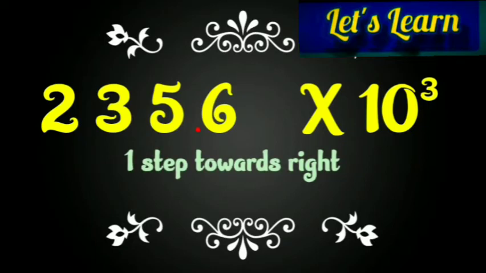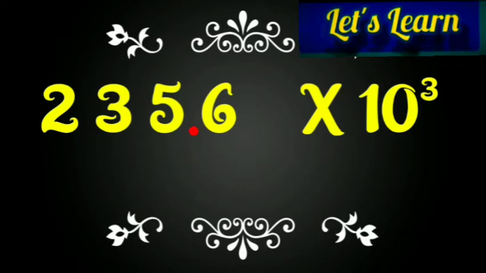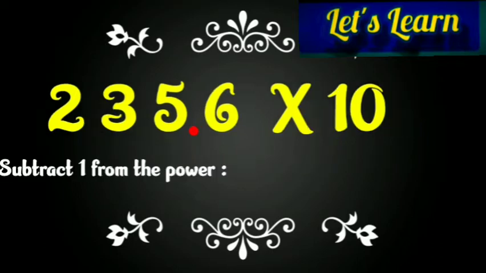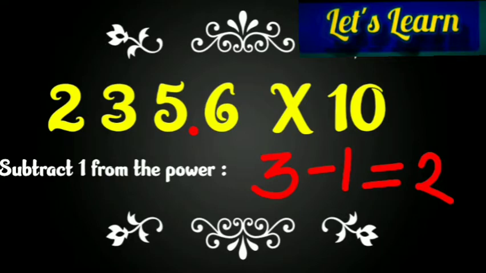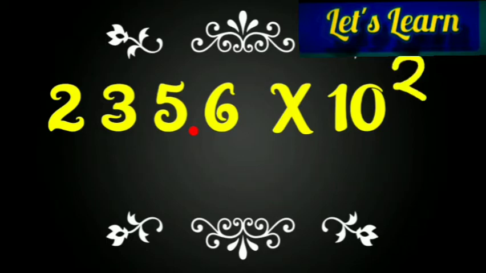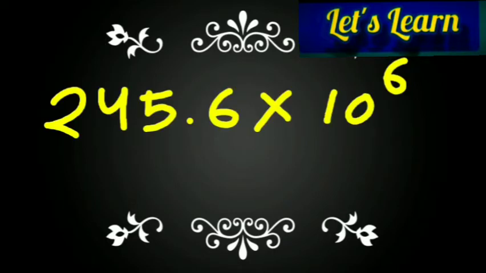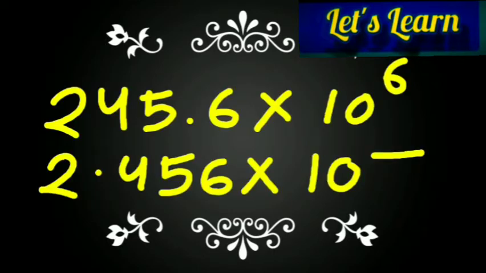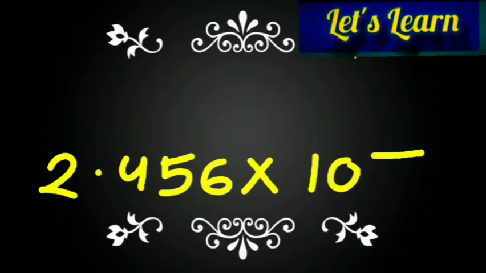Towards right means power will decrease, we have to subtract. It moved one place, so we subtract 1 from the previous power. 3 minus 1 becomes 2. Since the new power is 2, we can write 235.6 into 10 to the power 2. Again, another one, 245.6 into 10 to the power 6, which will become 2.456 into 10 to the power dash.